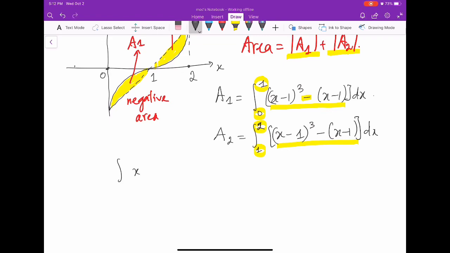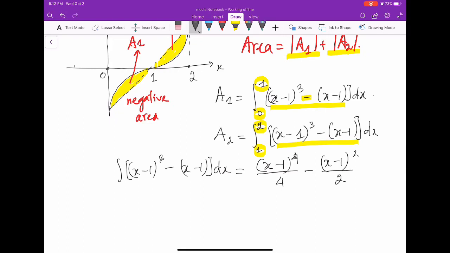So I write the integral of (x minus 1) cubed minus (x minus 1) dx equal to, for the first one, (x minus 1) to the 4th over 4, and then minus (x minus 1) squared over 2 plus c. Okay, so suppose this is our F of x, the antiderivative of the whole function.